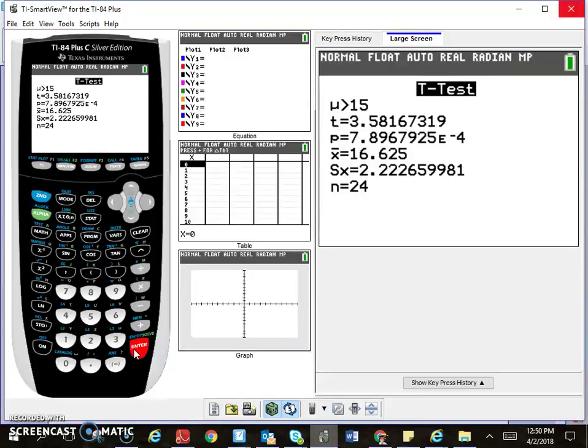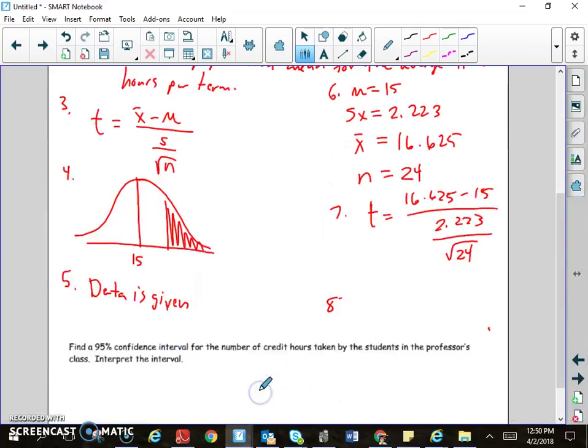Okay. So just keep in mind that p is in scientific notation, so you have to move your decimal 4 places to the left. So basically, you're going to have 3 zeros in front of p. So for 8, t equals 3.581, and your p-value was 0.0007 when you move that decimal place over to the left.